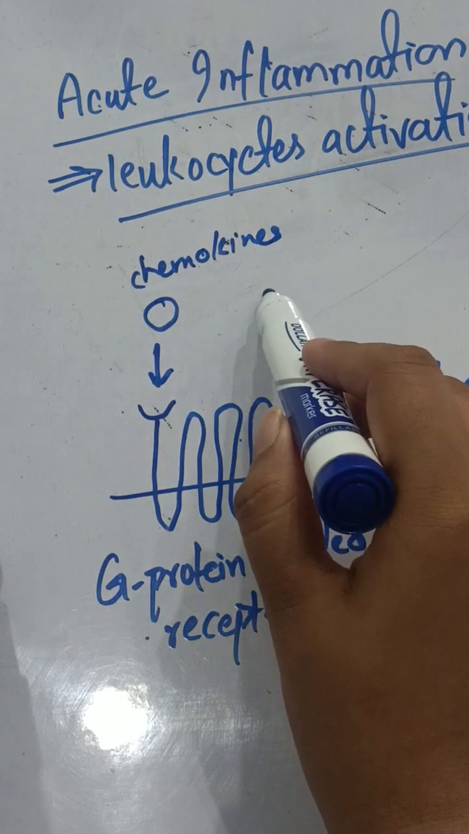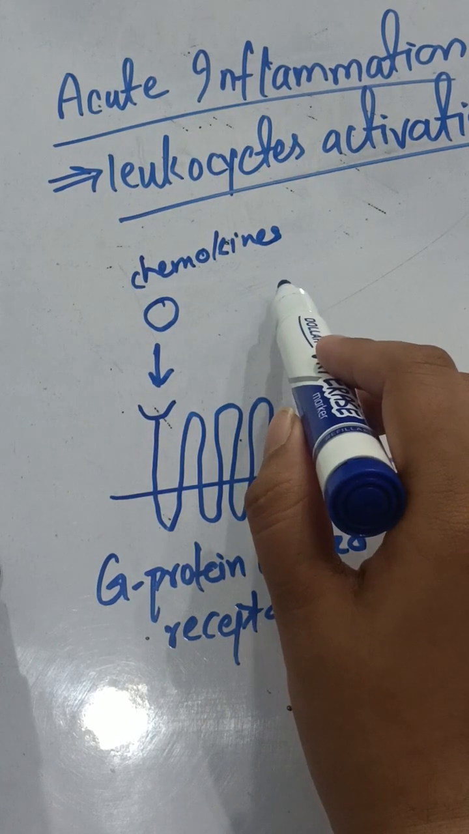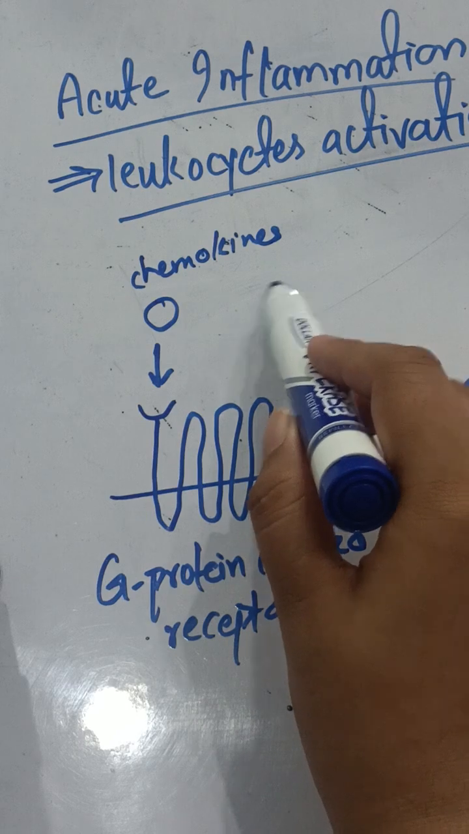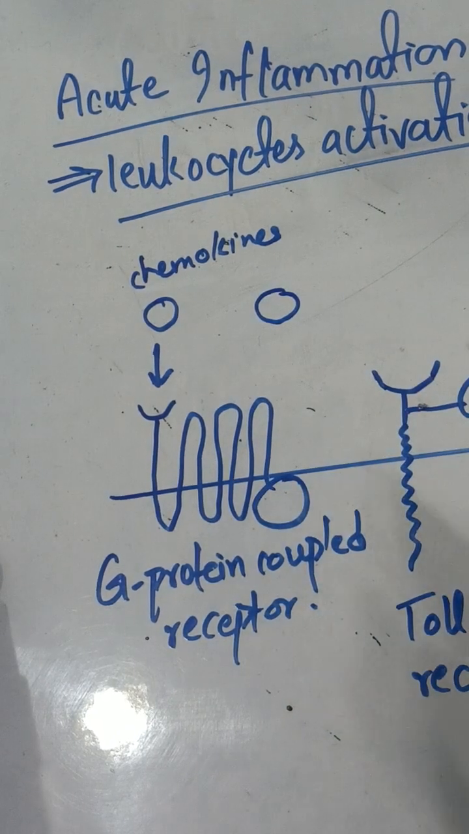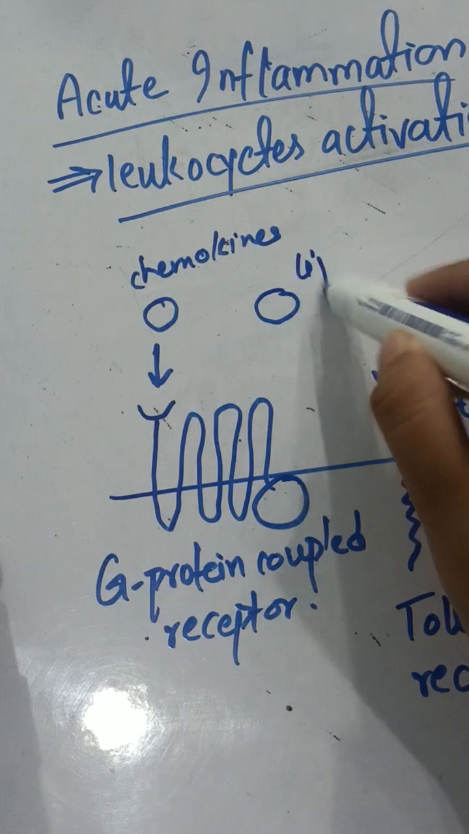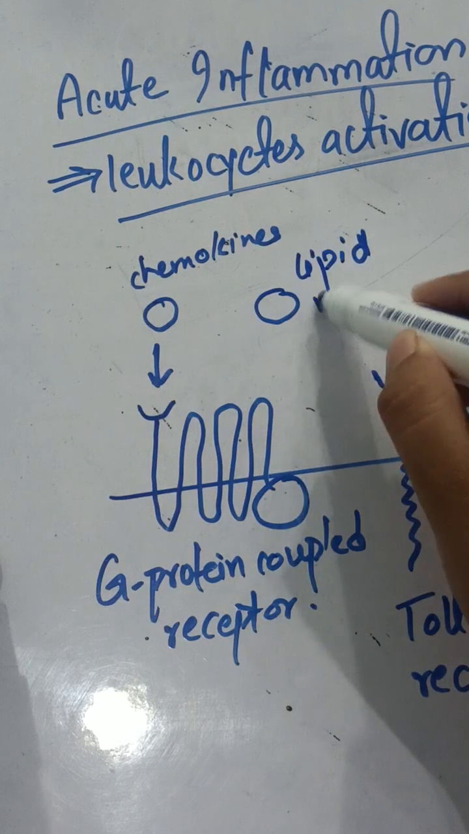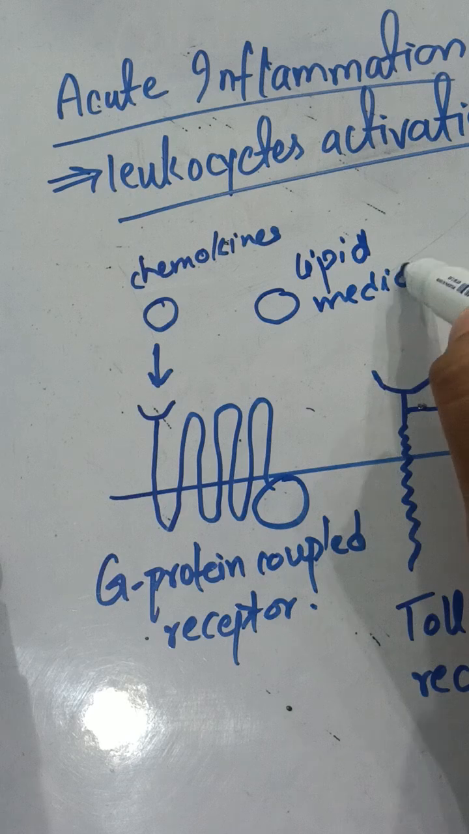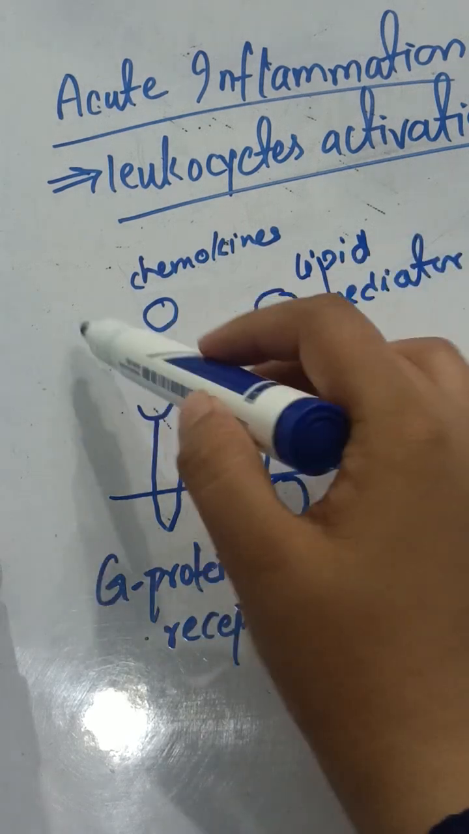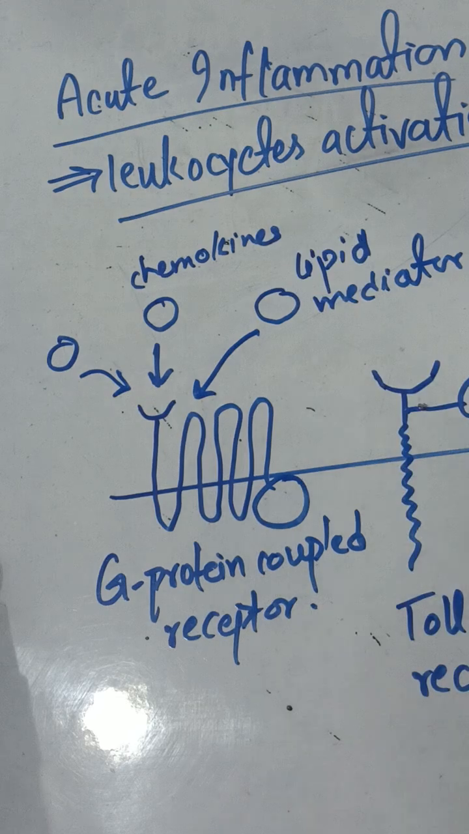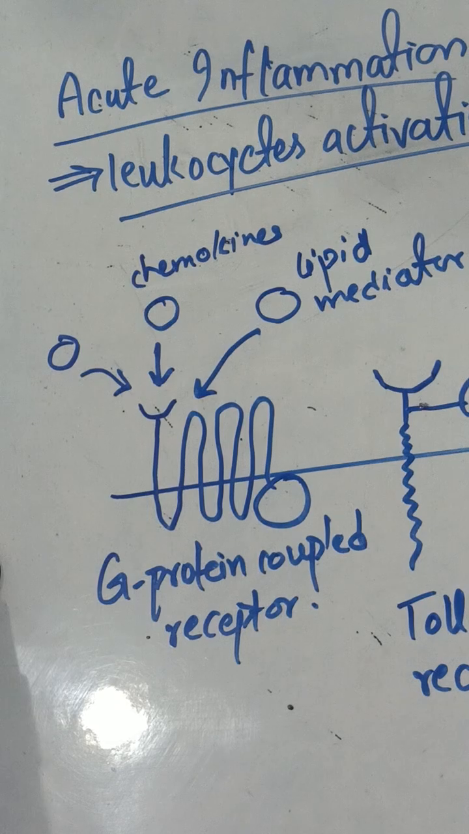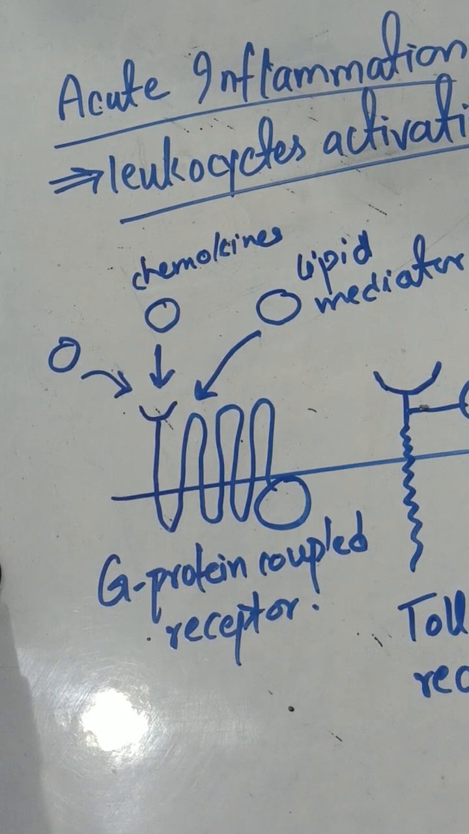The second thing that can activate your G protein coupled receptor, I am drawing another circular shape, is called lipid mediators. Some lipid kinds of mediators can also activate your G protein coupled receptor. And the third thing that can activate it is N-formyl methionine peptides. These peptides can activate the G protein, but it is not too important.